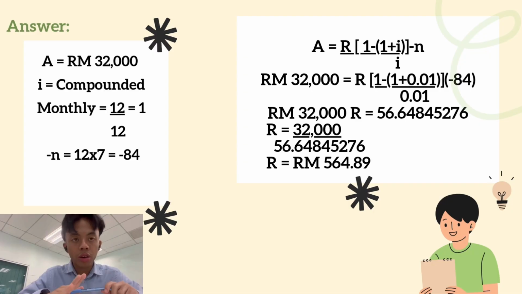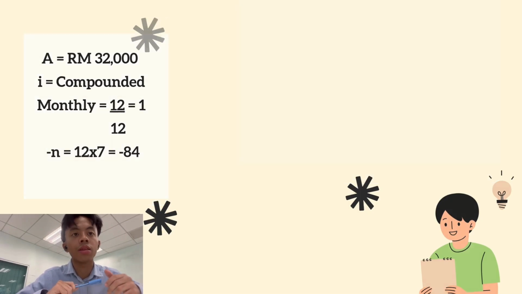32000 equals R, open bracket, 1 minus, open bracket, 1 plus 0.01, close bracket, power of negative 84, per 0.01, close bracket. The next step is 32000 R equals 56.64845276, and R equals 32000 per 56.64845276. The final answer for R is RM564.89.